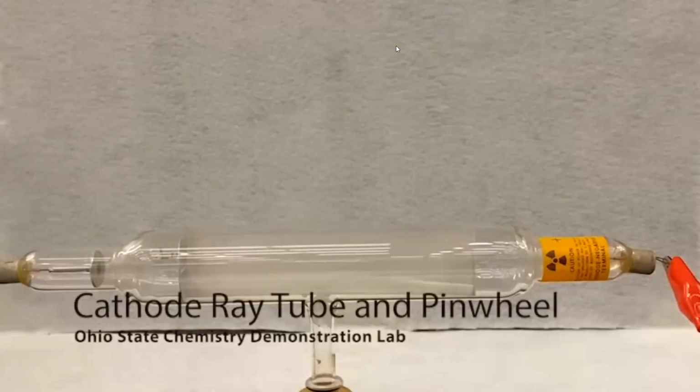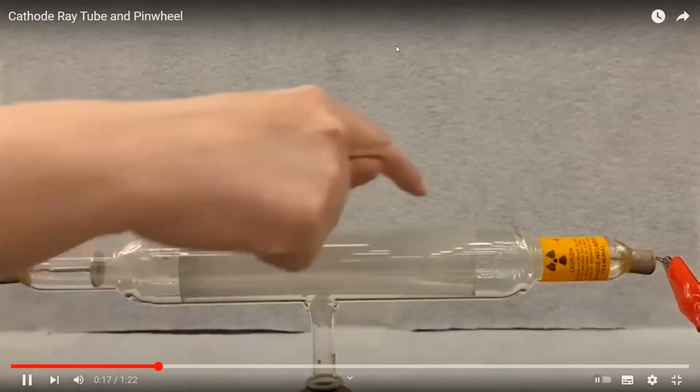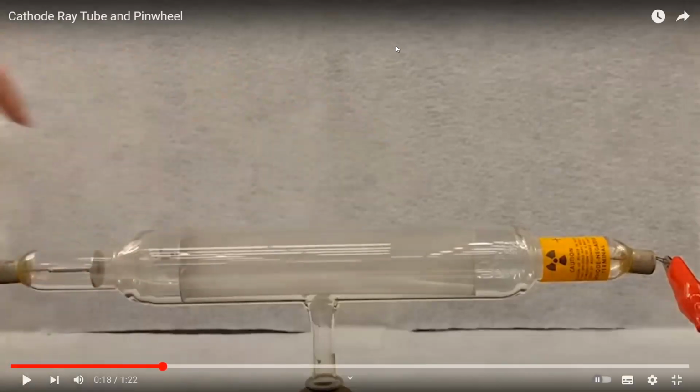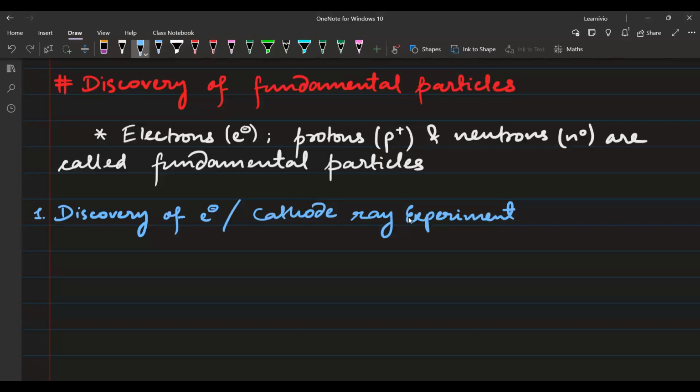Electrons as particles and waves. This is called a cathode ray tube. It generates electrons, and when they strike this white screen, these negatively charged particles have wave nature as well as particle nature.